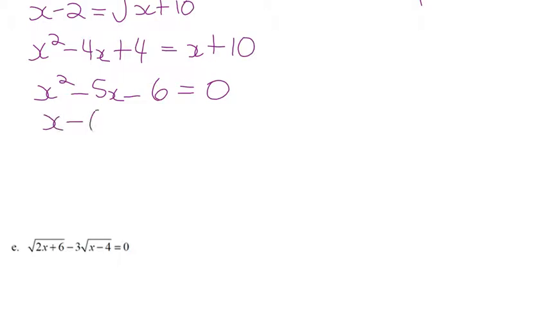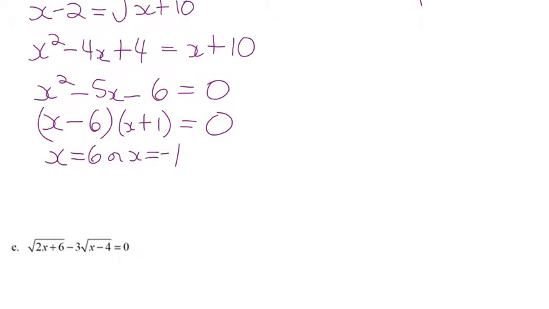Okay, so what is this? x minus 6, x plus 1. Now, anytime you factor, check it, right? x squared plus 1x minus 6x, plus 1 minus 6 is minus 5, minus 6. Okay, so I've got the right factorization. This tells me that x is equal to 6 or x is equal to negative 1.